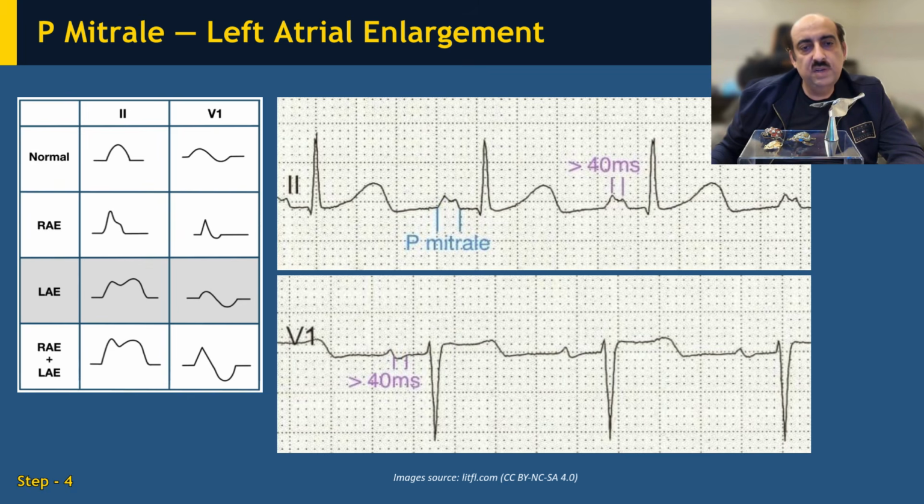If you look at the normal in leads 2 and V1, in lead 2 it's upright, and V1 has a small bifid deflection in a normal situation. In left atrial enlargement, LAE, the third row, gray row, in lead 2 you will have a bifid, M-shaped P wave, and in lead V1 there will be a significant downslope of the second deflection. So this is the P mitrale. If you see the real-time ECG, lead 2 at the top is M-shaped, and lead V1 gives a negative deflection.